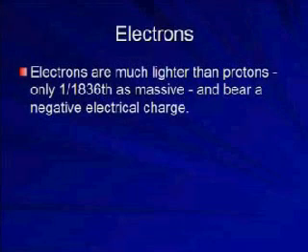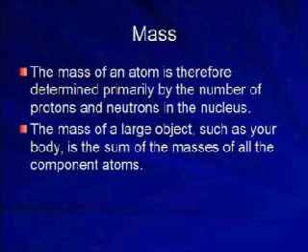When we talk about electrons, they're much lighter than protons, only about 1 in 1,800th the mass, and they carry a negative electrical charge. The mass of an atom is therefore determined primarily by the number of protons and neutrons in the nucleus. The mass of a large object, such as your body, is the sum of the masses of all the atoms that make it up.